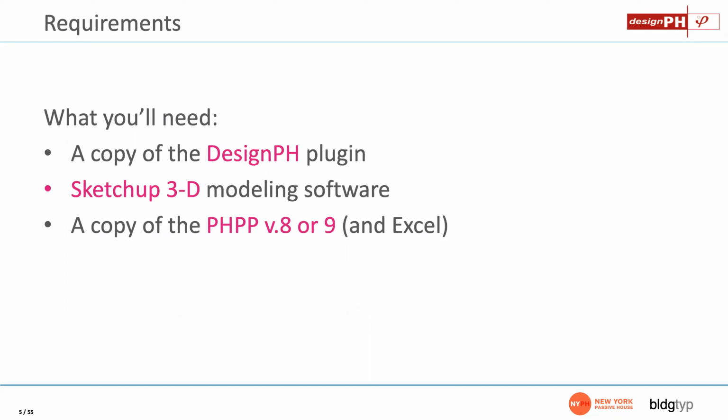You need to get it somehow, and you can get it from a couple of different places. Probably the easiest place, if you're in North America, is the 475 online shop. So that's where we get ours from. It's an easy place to download it. You can also get it internationally from the PHI web store. I think there's a couple different places that you can buy DesignPH from.